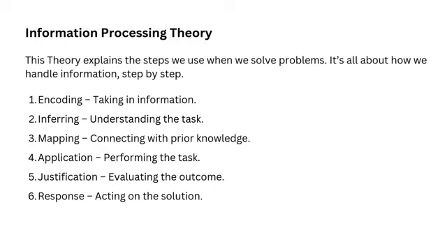Next is mapping. Now, here you compare the recipe to others you have cooked before. Maybe you have cooked a similar dish, so your brain is mapping this experience onto your past experiences with cooking. Next, application. This is where you actually follow the recipe. You saute the onion, mix in the ingredients, and follow each step to prepare the meal.